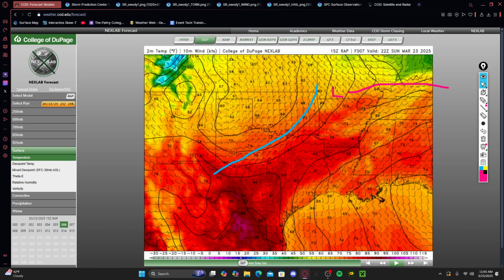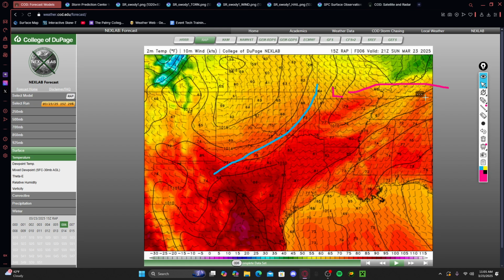So here's 15Z, and 6 hours later at 21Z. 15Z is 10 o'clock Central Time. 21Z is going to be, or sorry, 4 o'clock Central Time, excuse me. But yeah, you can see our cold front after 6 hours really has not moved.